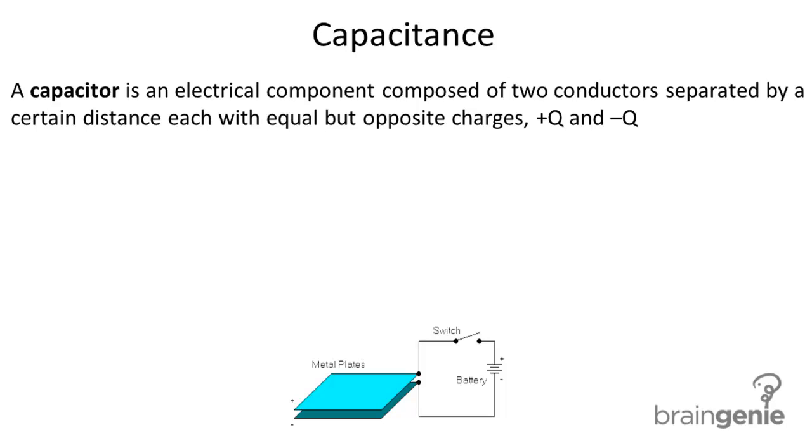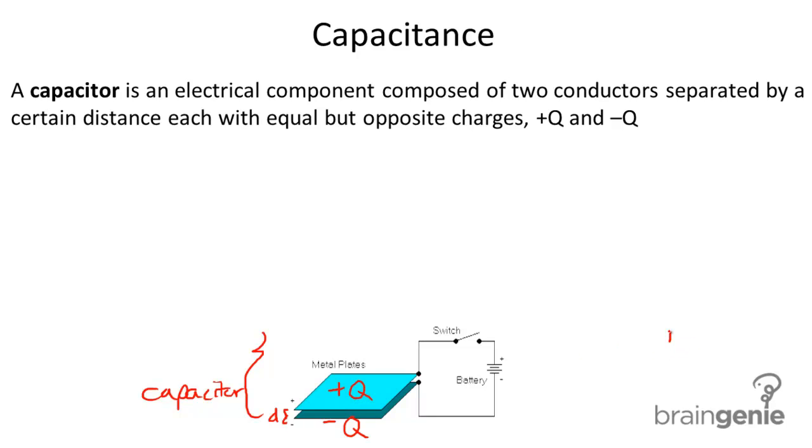Capacitance. A capacitor is an electrical component composed of two conductors separated by a certain distance, each with equal but opposite charges, plus Q and negative Q. If you look at this diagram down here, this section of two metal plates is what we call the capacitor. Now the capacitor is separated by a certain distance, we call this distance d, and each plate has a different charge, equal in magnitude but opposite in direction.